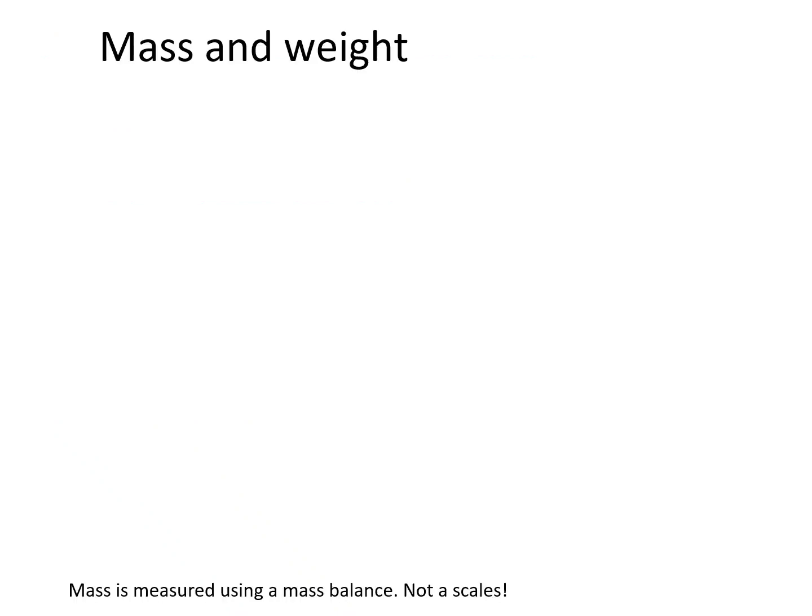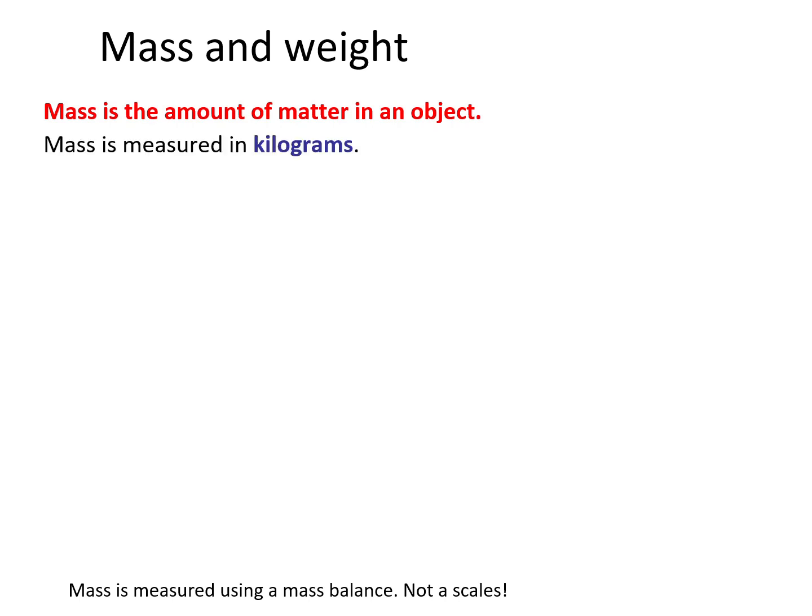So mass and weight then. In our everyday lives, a lot of people use these terms interchangeably, including myself. But in physics, they are different, essentially. So mass is the amount of matter in an object. It's not a perfect definition. It's not that easy to characterize, really, but that's as good as any I've seen. The amount of matter in an object is its mass, and it's measured in kilograms.